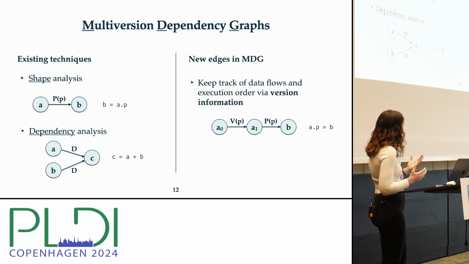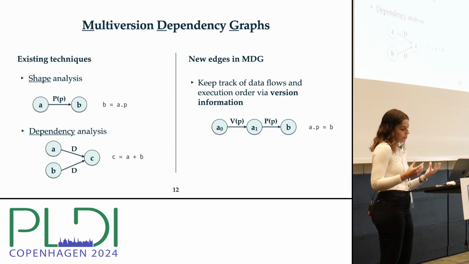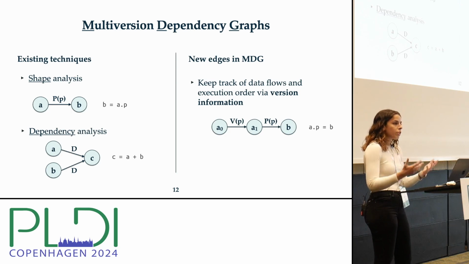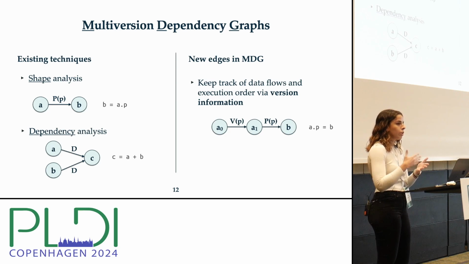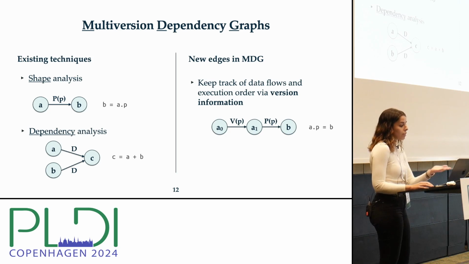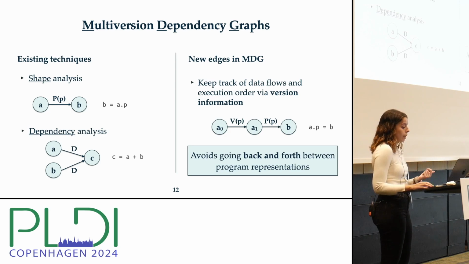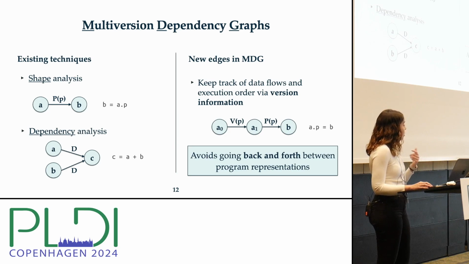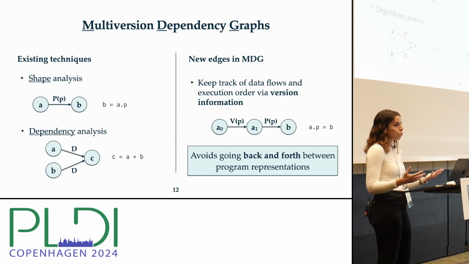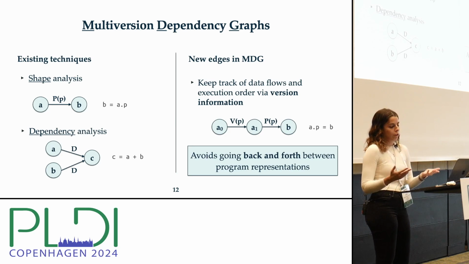And our novelty is that in the same graph, we also keep track of the data flows and execution order using version information. Specifically, we create new versions of objects anytime the object or its properties are updated. For instance, here, A1 is a new version of A0, which resulted from a write operation in property P. And with this information is where we avoid going back and forth between all of those program representations. This simplification is extremely useful when detecting, for example, prototype pollution vulnerabilities, which need to take into consideration subsequent writes into the prototype chain.